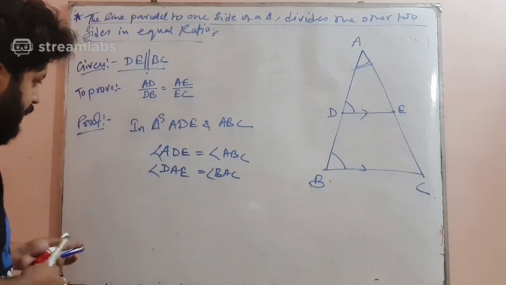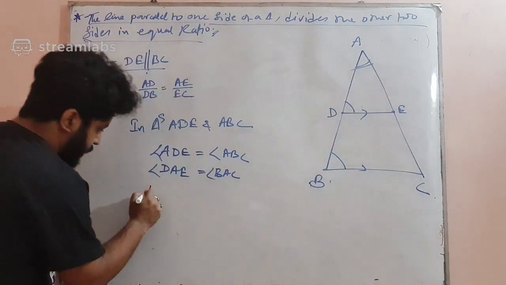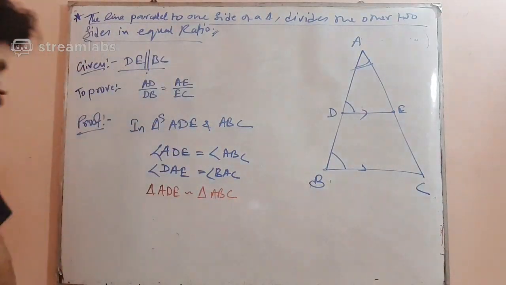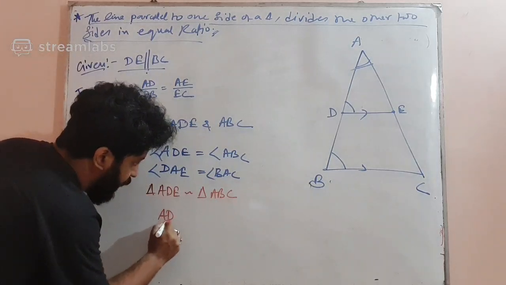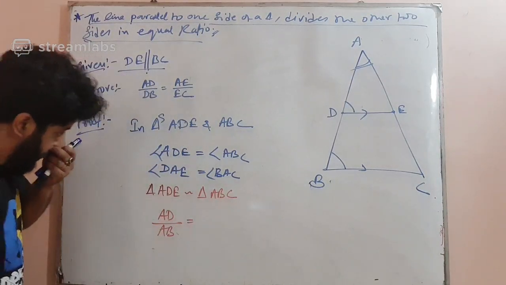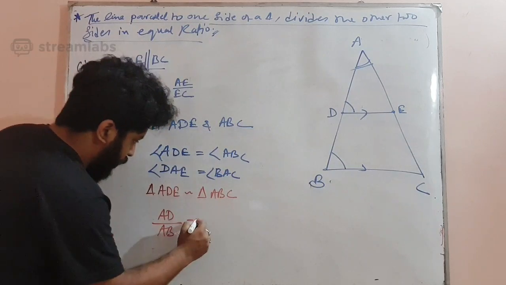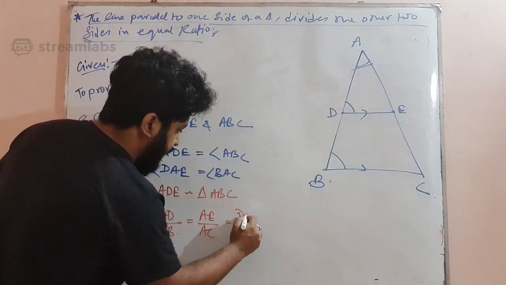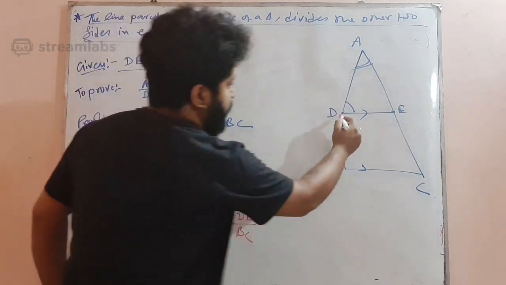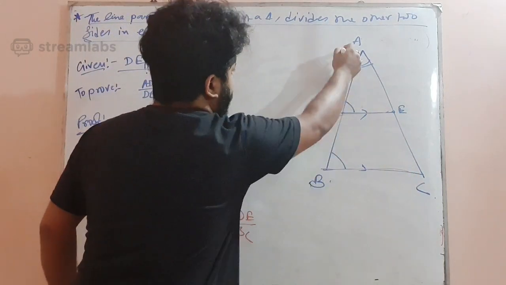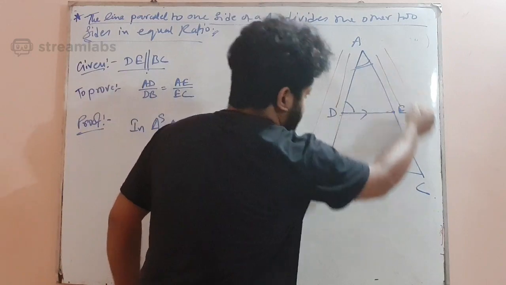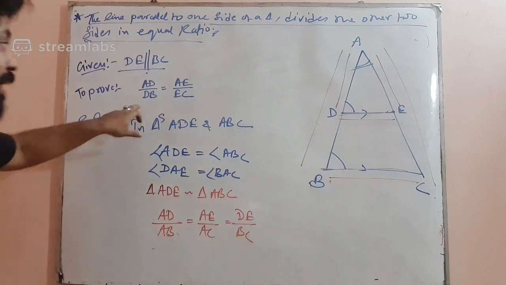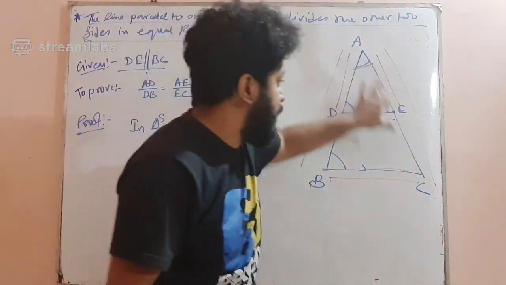So we get triangle ADE is similar to triangle ABC. From here we get AD by AB is equals to AE by AC is equals to DE by BC. So that means DE by BC is also equal. So this small by this big, this small by this big is equal to this small by this big. So that is also true. But what we require we did not get. I want AD by DB, AE by EC.